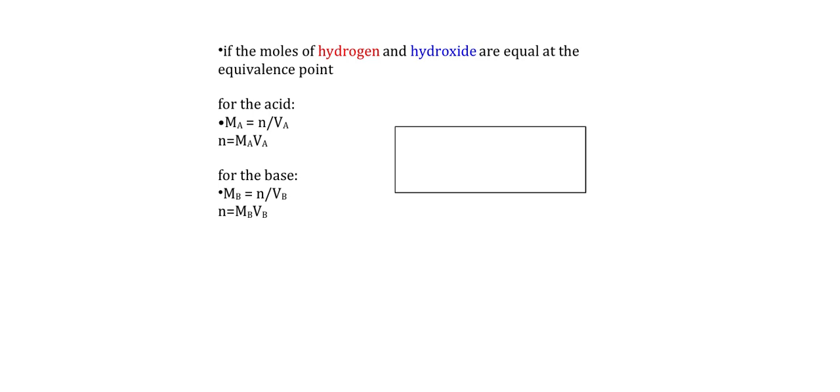So I rearrange the equation and set it equal to n, our moles. So we have our moles of our acid that are equal to the molarity of the acid times the volume of the acid. And then we have the moles of our base that are equal to the molarity of the base times the volume of the base. And those moles should be equal at the equivalence point. So we can derive a little equation to help us determine our unknown concentration of acid or base for a titration.